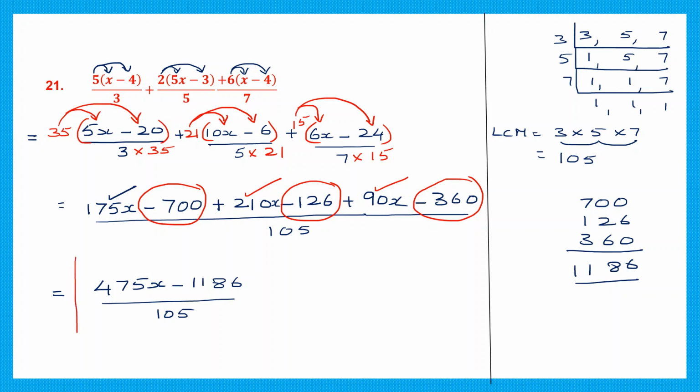So what is our final answer? Our final answer is 475x minus 1186 by 105.